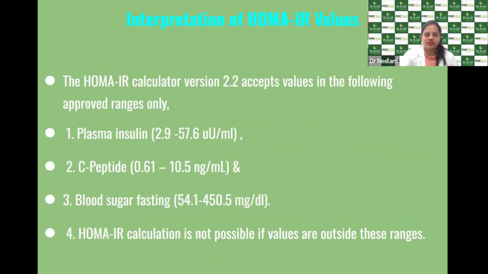Interpretation of the HOMA-IR version 2.2 accepts only a plasma insulin level of 2.9 to 57.6, C-peptide of 0.61 to 10.5, and fasting blood sugar levels of 54.1 to 450.5 milligram per deciliter. If the values are outside of these ranges, HOMA-IR calculation is not possible.